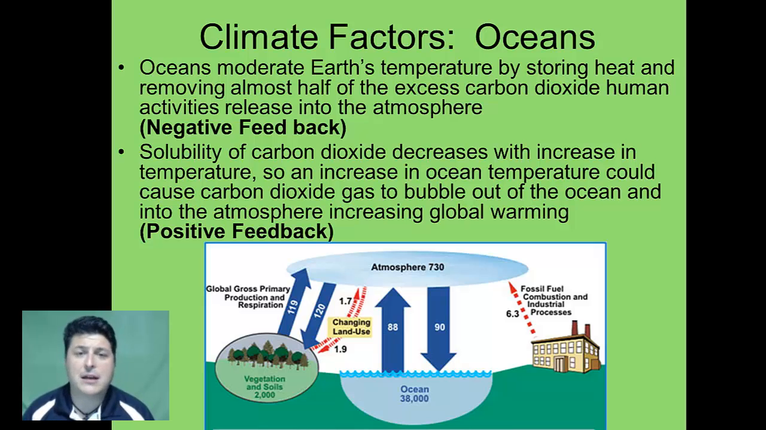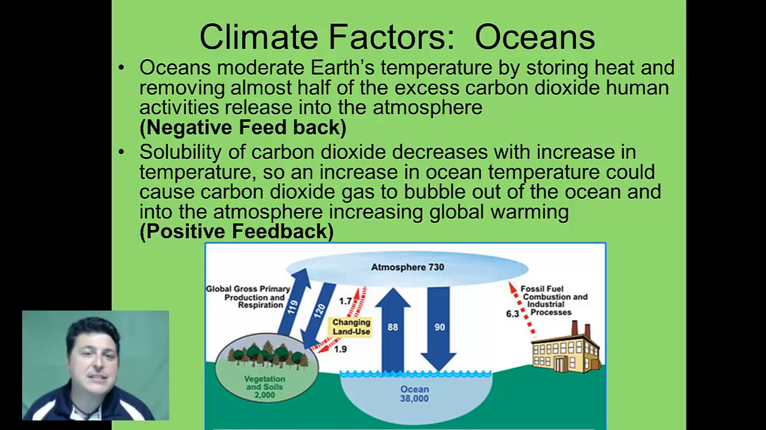One of those systems that can act as both a positive and a negative feedback would be oceans. Oceans can act as a negative feedback system by helping to moderate the Earth's temperature by storing heat, because water has a high heat capacity, and by absorbing excess carbon, acting as a carbon sink.